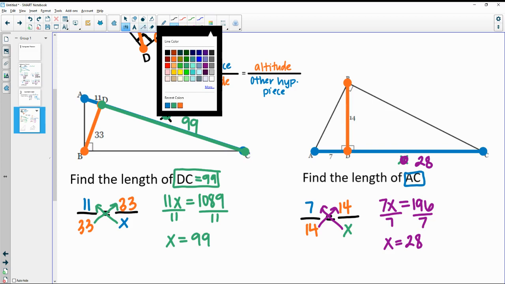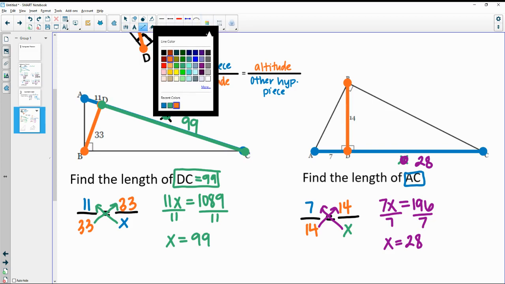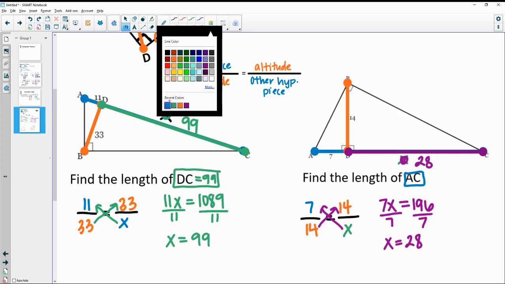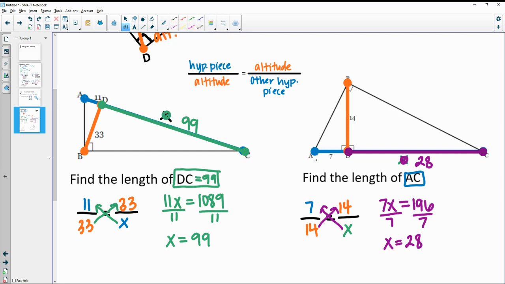Now, remember that that is the length of this segment from D to C, right? That's the hypotenuse piece. And this problem is asking us for the length of AC. And AC is this entire length. So AC is going to be equal to 7 plus 28, so both of those segments added together. So AC, the whole hypotenuse, is equal to 35.